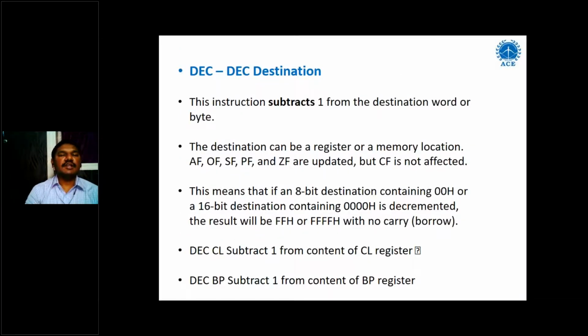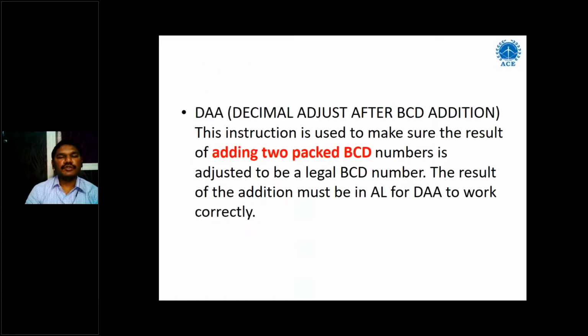Right, next, DEC. DEC means decrement by 1. This instruction subtracts 1 from the destination word or byte. It is always decremented by 1, like 5, 4, 3, 2, 1. Okay, so the adjust instruction is also very important.